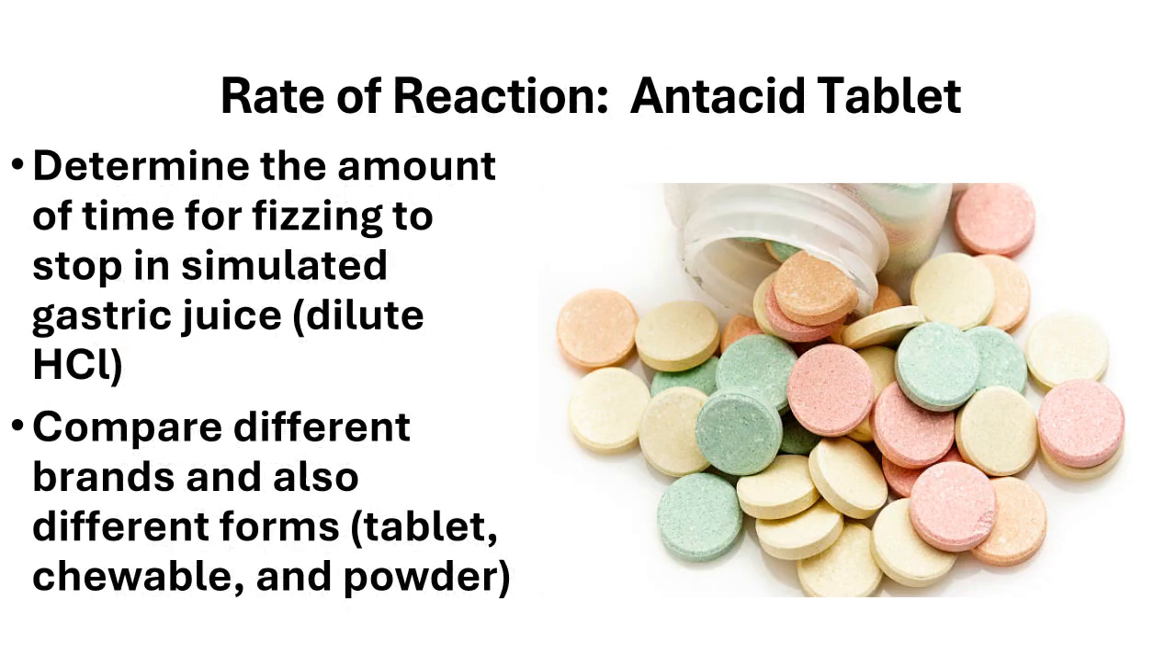The picture on the right shows antacid tablets. In this experiment, the goal is to determine the amount of time for the fizzing to stop in simulated gastric juice, which is basically diluted hydrochloric acid. Here, you can experiment with different brands of antacids as well as the form of the antacids such as tablets, chewable, and powder form. There will be a noticeable difference in the amount of time that the gastric acid solution fizzes for these different cases.